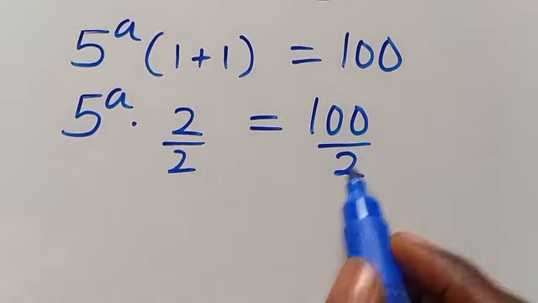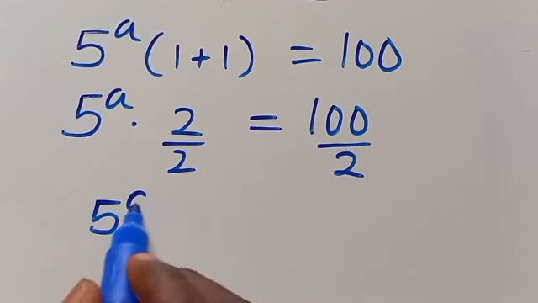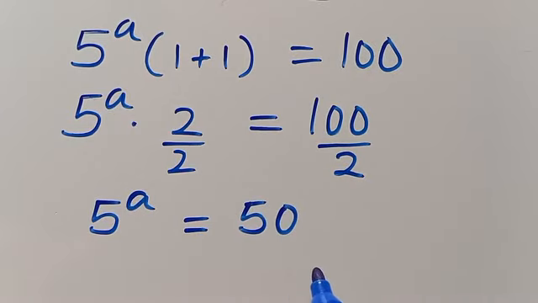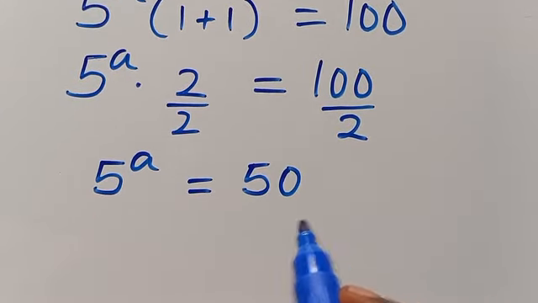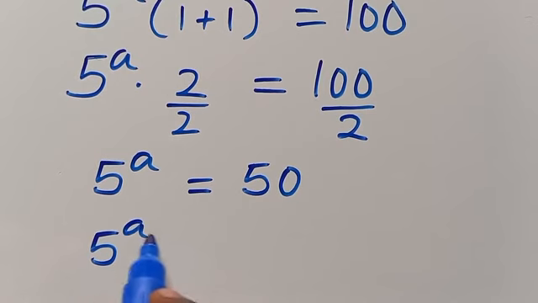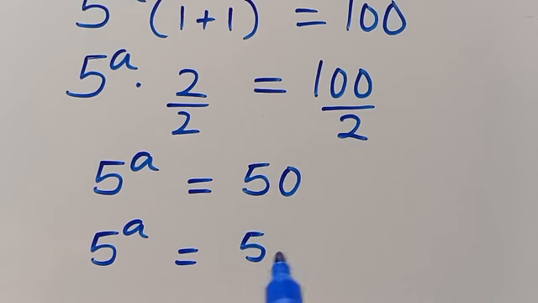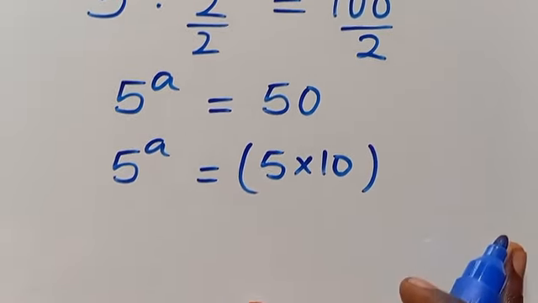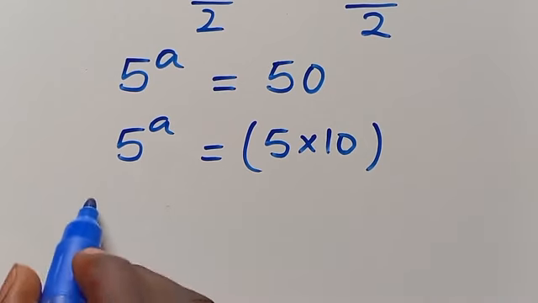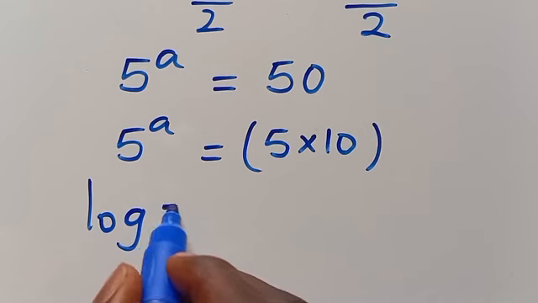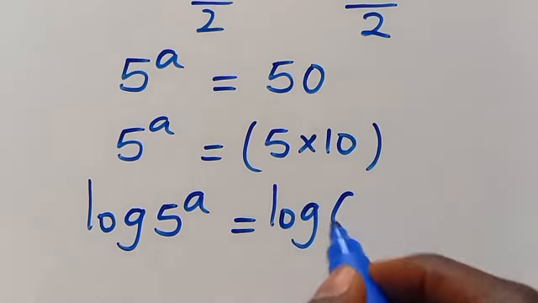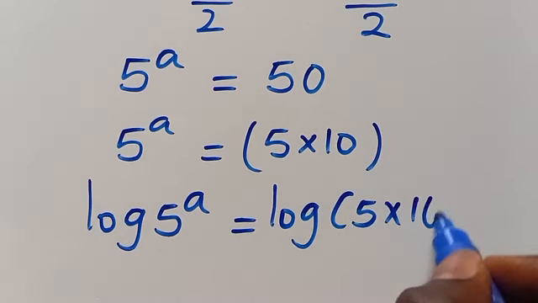So we have 5 to the power of a equals 100 divided by 2, which gives us 50. Then we can write it again as 5 to the power of a equals 5 times 10, which gives us 50. Let's put them in parentheses. So from here, let's introduce log to both sides. We have log 5 to the power of a equals log 5 times 10.